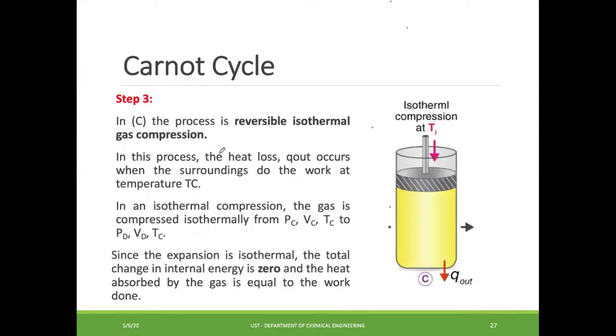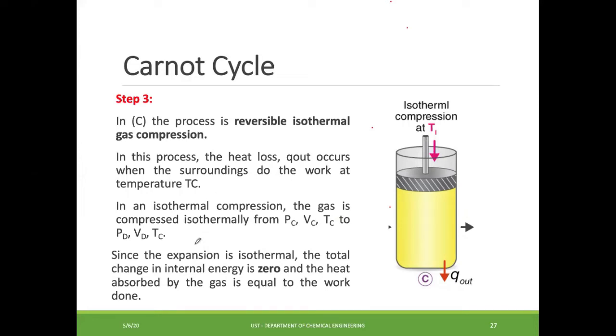Step 3 is reversible isothermal gas compression. So in this process, the heat loss Q out occurs when the surroundings do the work at temperature TC. In this step, the heat leaves the system into the cold reservoir as the system compresses. Here, we are trying to bring back the gas, but at the same time, discarding some heat as our waste heat.